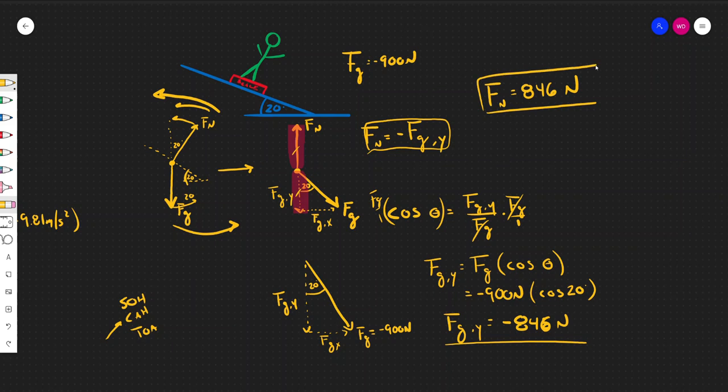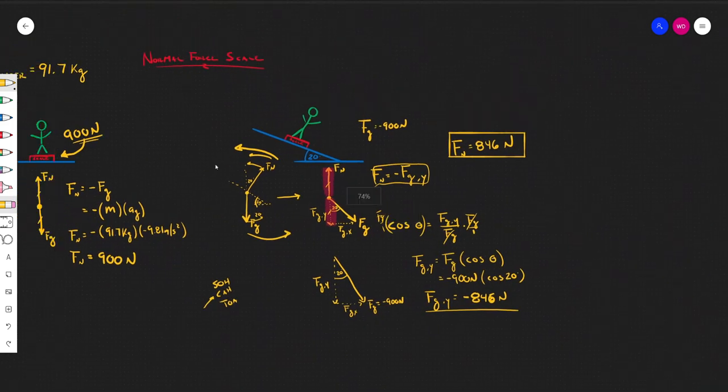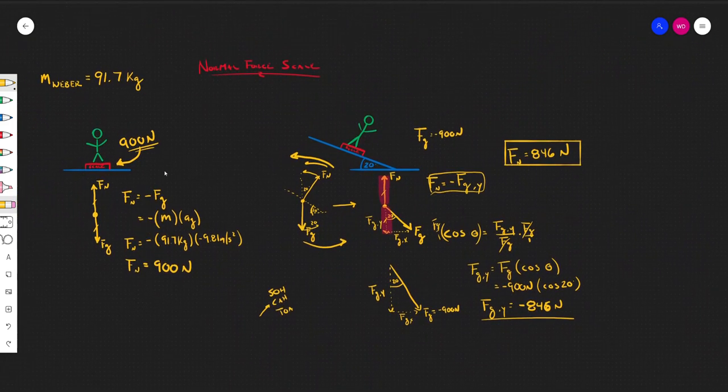So the scale would read a smaller number, and it would seem like I lost weight. Now we know that there's a difference between mass and weight, so I haven't lost any mass. It's just that I'm getting a different force reading because not all of that force is now straight down. Some of that force is on an angle in the x direction.